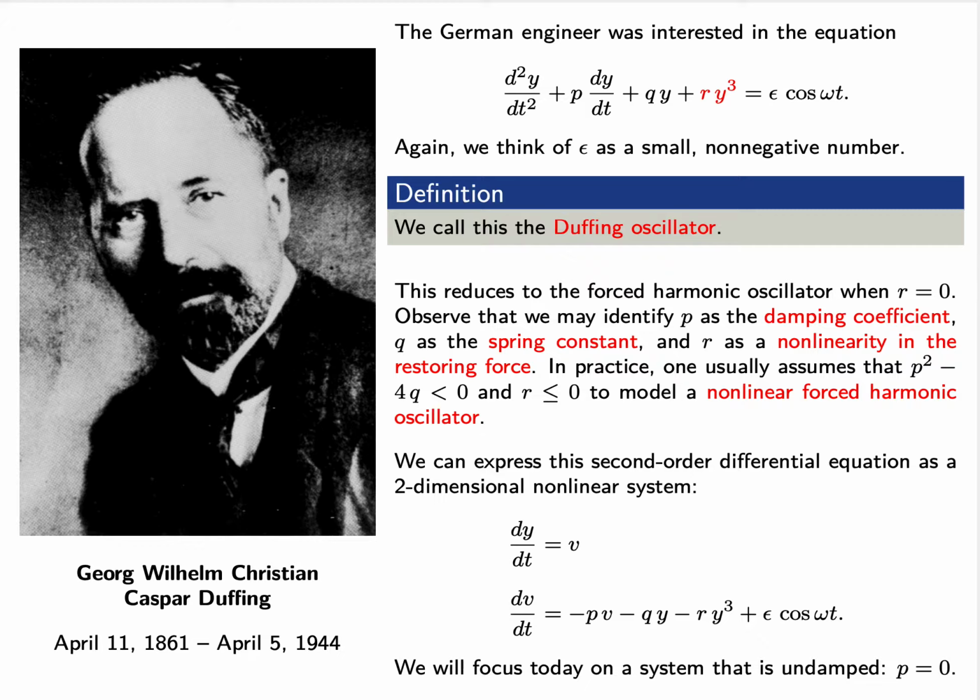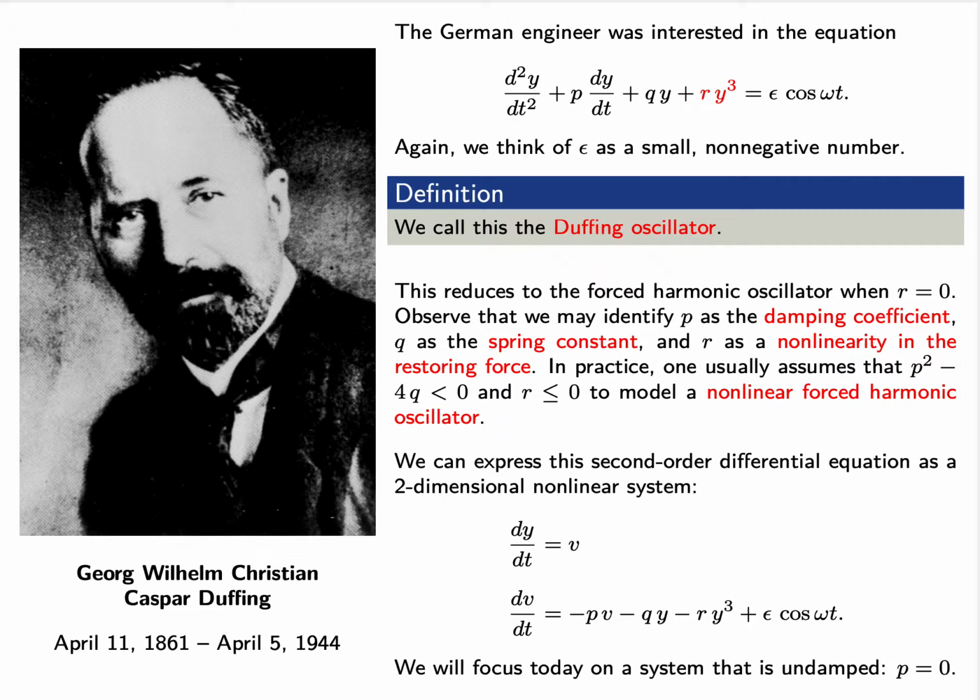In 1918, the German engineer Georg Duffing was interested in generalizing the forced harmonic oscillator. He considered the equation y'' + p y' + q y + r y cubed = epsilon cos(omega t). We nowadays call this the Duffing oscillator. Here, p is the damping coefficient, q is the spring constant, and r can be thought of as nonlinearity in the restoring force.